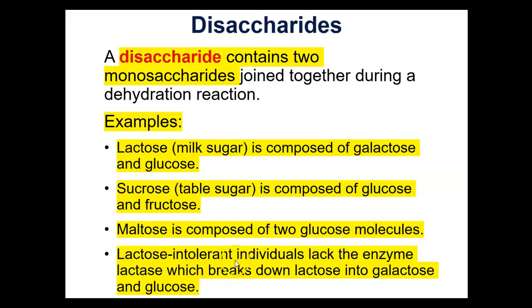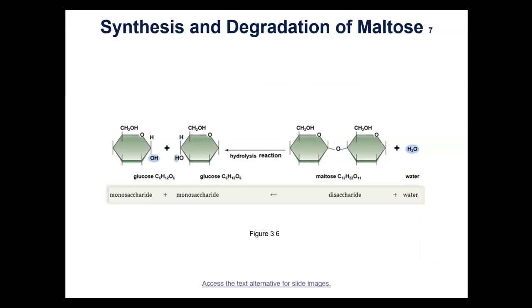People who are lactose intolerant lack the enzyme lactase, which breaks down lactose into its 2 monosaccharides, galactose and glucose. So they can take that over the counter, and it will help them to digest milk, the lactose in milk. This is showing you a hydrolysis reaction where maltose is our disaccharide, and it is being split up into its 2 glucose monomers.